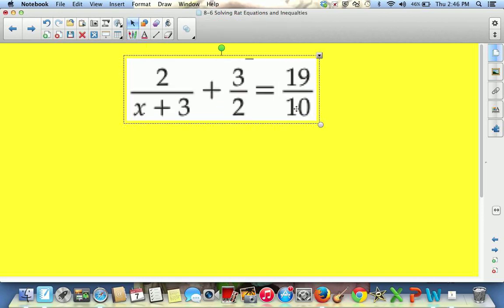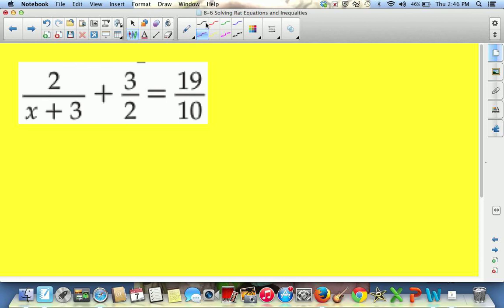So let's figure out our LCD here. Between 2, 10, and x plus 3, we know we're going to have that 10 there and x plus 3. So we're going to go ahead and multiply everything by 10 times x plus 3.